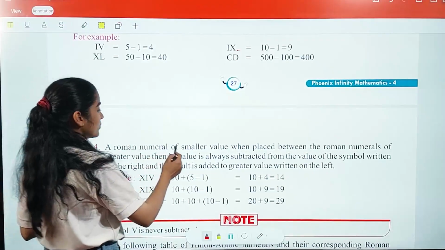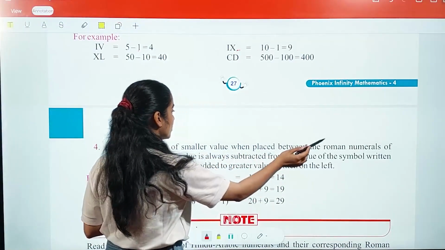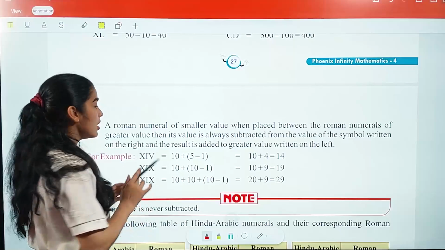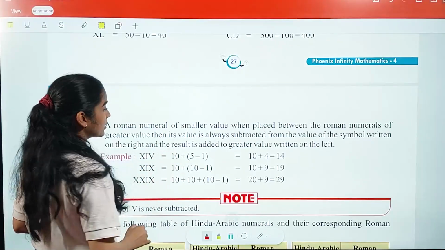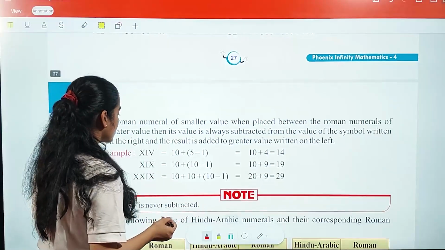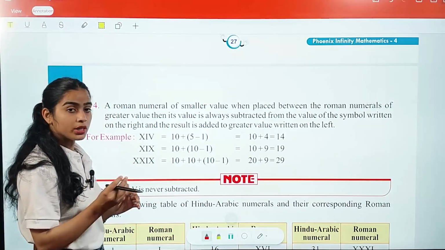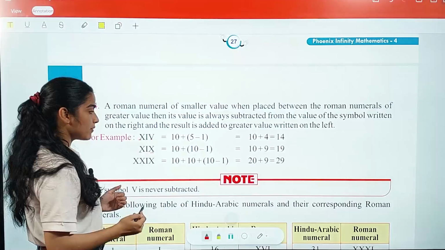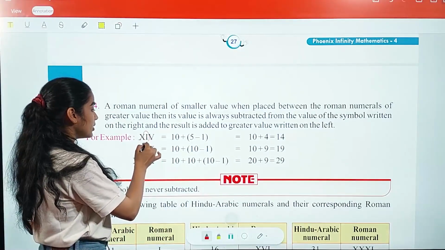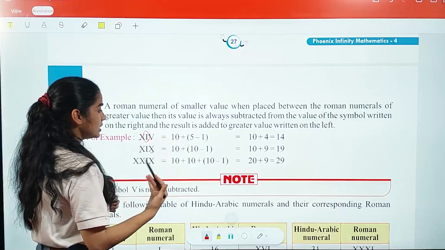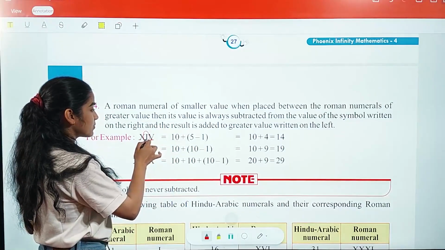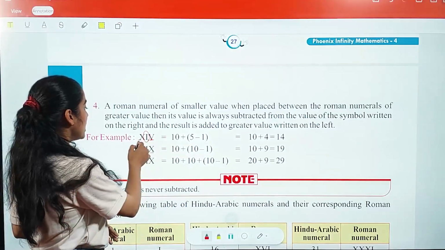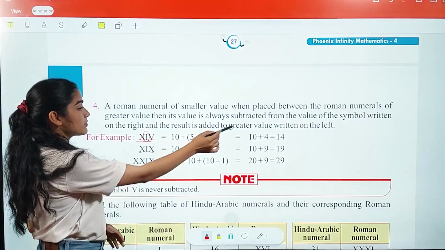Now, when a Roman numeral of smaller value is placed between Roman numerals of greater value, its value is always subtracted from the symbol written on the right, and the result is added to the greater value written on the left. So if we take a smaller number between two bigger numbers, we subtract this middle value from the number on the right side. On the right side we have 5, so 5 minus 1 is 4. Then we add that difference to the next number, which is 10. So 10 plus 4 is 14.